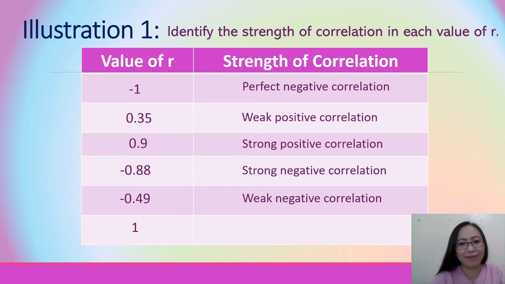And finally, we have r equal to 1. If we have a 1, this is what we call a perfect correlation. So, positive 1 here is a perfect positive correlation.